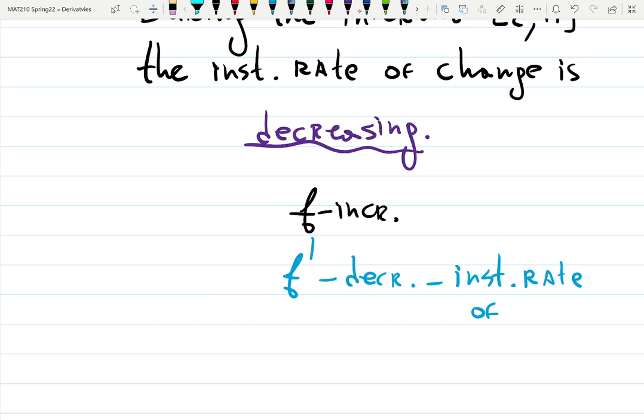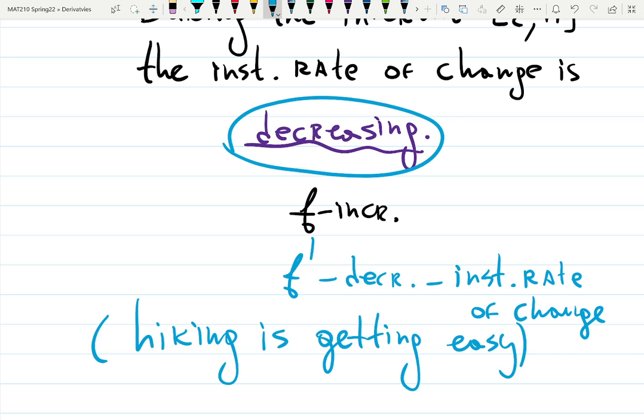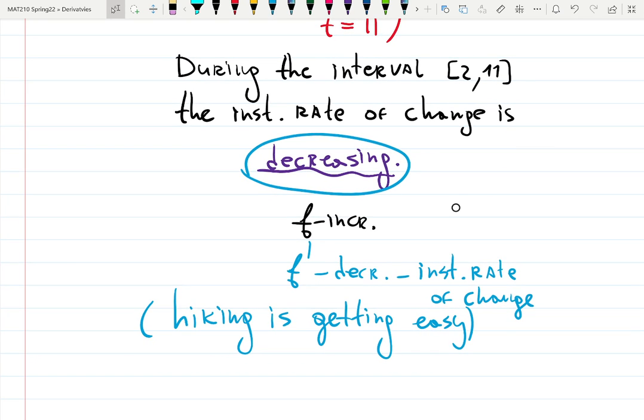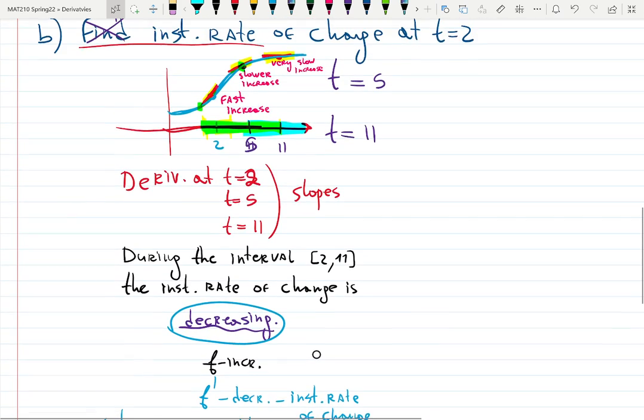Let me erase this picture. Yeah, it's not too bad. So in that case, the original function f was increasing, but the instantaneous rate of change is decreasing, which means hiking is getting easier. That's kind of the idea. Your hike is not steep anymore. That is the idea here. Steepness explains the derivative really well. But the original function is increasing.